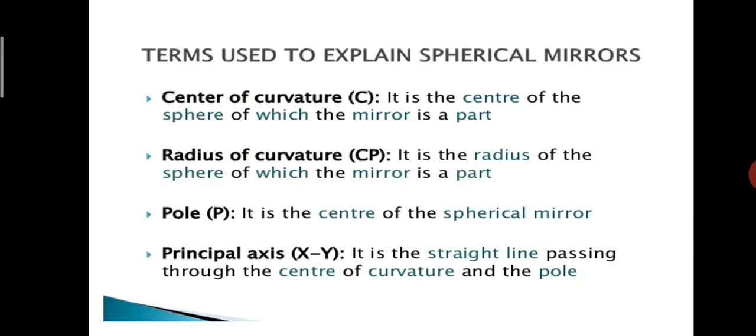First, center of curvature. It is the center of the sphere of which the mirror is a part. Second, radius of curvature. It is the radius of the sphere of which the mirror is a part. Third, pole. It is the center of the spherical mirror. Fourth, principal axis. It is a straight line passing through the center of curvature and the pole.